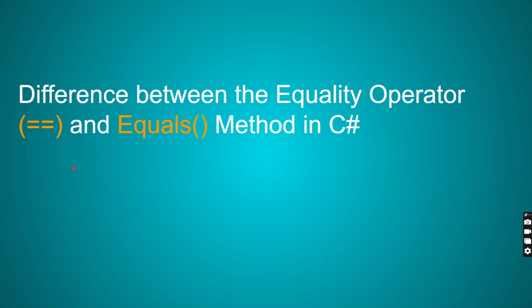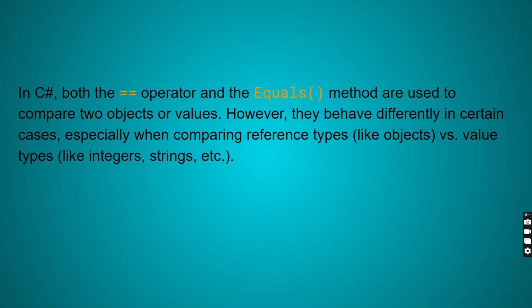Hi friends, today we are going to learn about the difference between the equality operator and the equals method in C#. Both the equality operator and the equals method are used to compare two objects or values. However, they behave differently in certain cases, especially when comparing different types, like objects versus value types like integers, strings, etc.